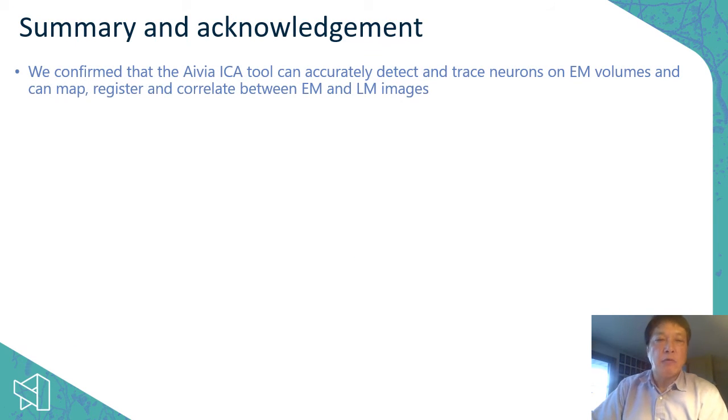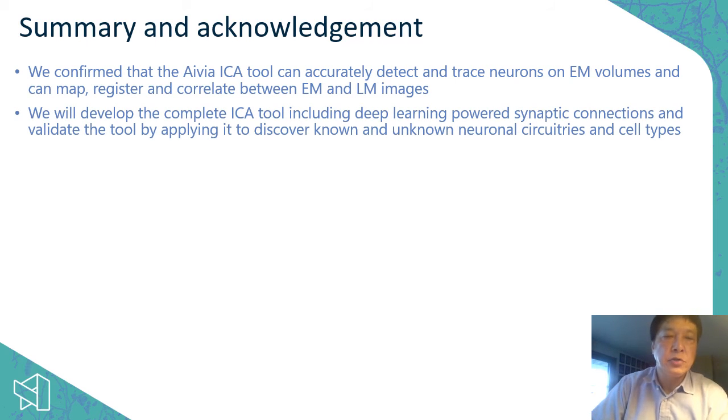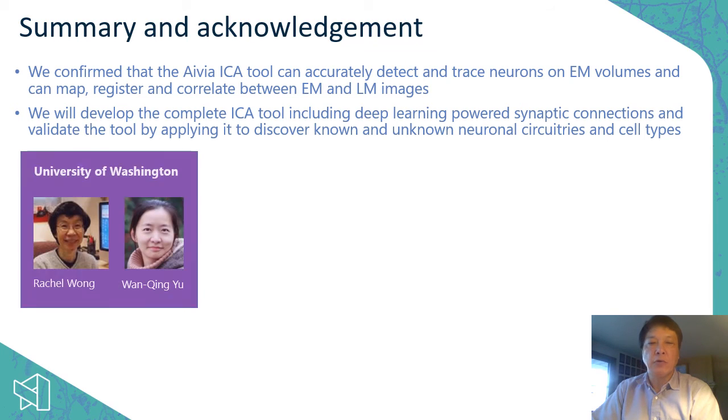In summary, we confirm that the Aiva IKCA tool can accurately detect and trace neurons on EM volumes and can map, register, and correlate between EM and LM images. In the next phase, we will develop the complete IKCA tool, including deep learning powered synaptic connection, and validate the tool by applying it to discover known and unknown neuron circuits and cell types.